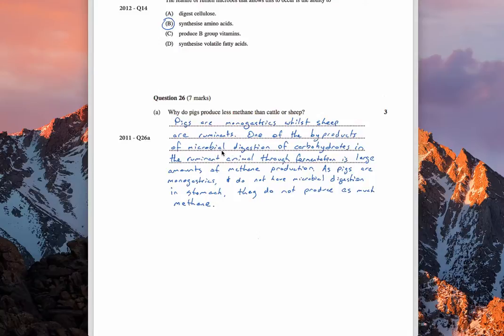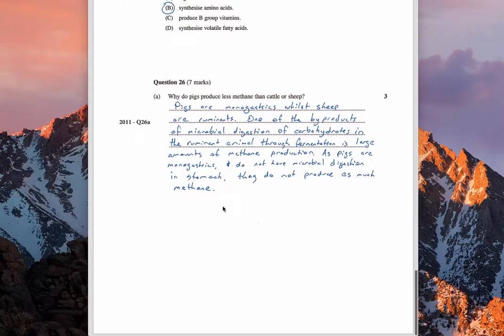byproducts of microbial digestion in a ruminant, so the digestion of carbohydrates in the ruminant animal through fermentation. This is a good term to put in here, carbohydrates and fermentation. It shows you know what you're talking about. The byproduct of that is large amounts of methane production. So obviously that means the cow or the sheep is going to produce a lot of methane. However, the question's asking about pigs, and so to finish it off, as pigs are monogastrics and do not have microbial digestion in the stomach, they do not produce as much methane.